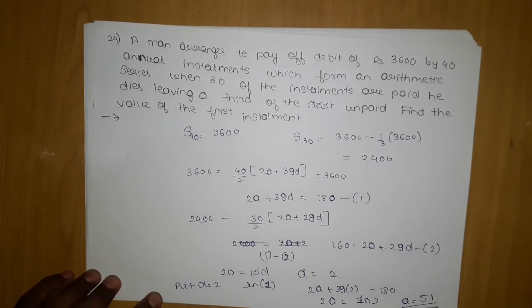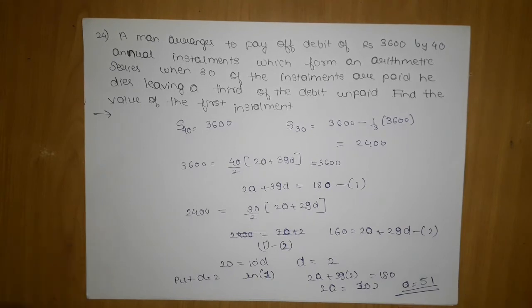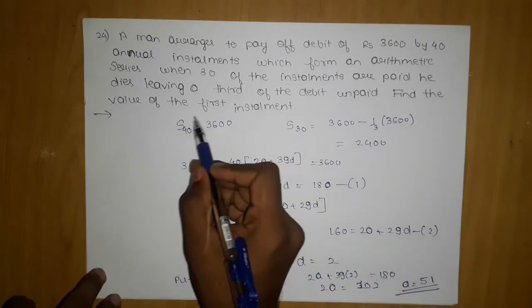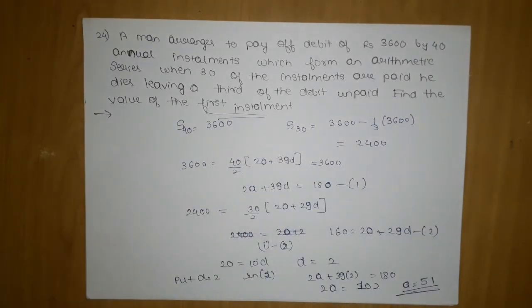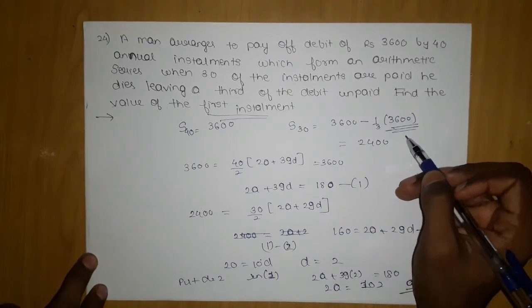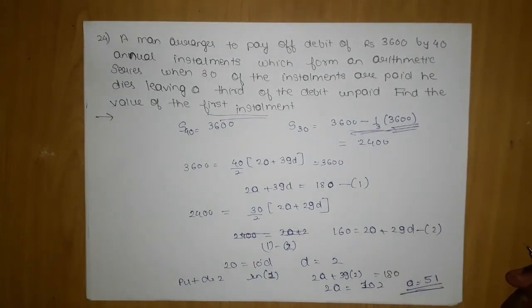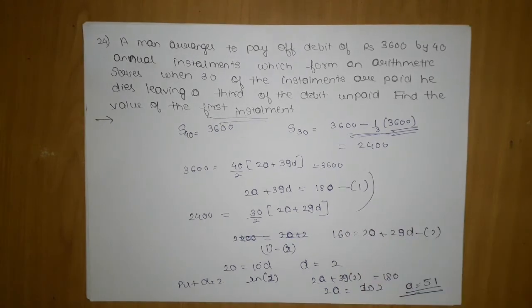Okay, so this is our answer. We wanted the first installment, which is a. Hope you have understood. You should be able to know that 30 of the installments are paid, so you need to get 3600 minus 1 by 3 of 3600. That is the challenging part. After that you just have to create two simple equations and solve, which is not difficult; it is very easy. Now let's move on to the next question.